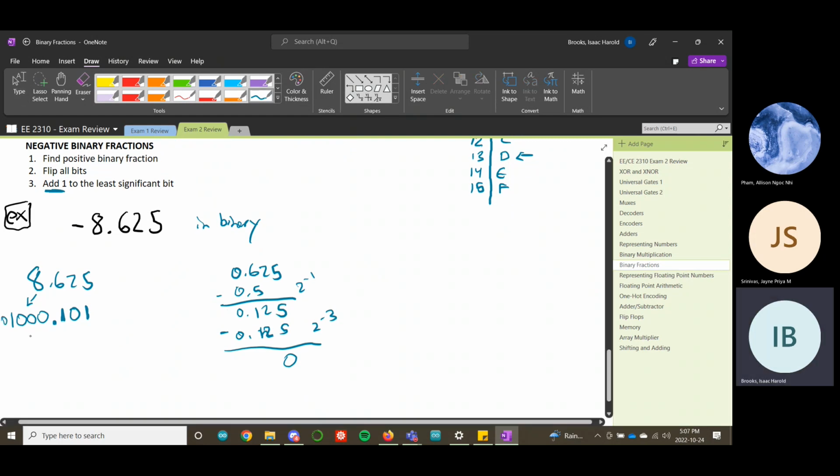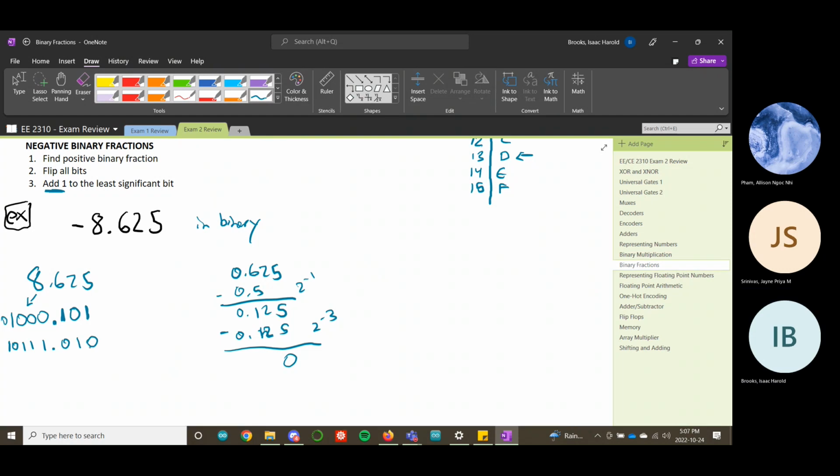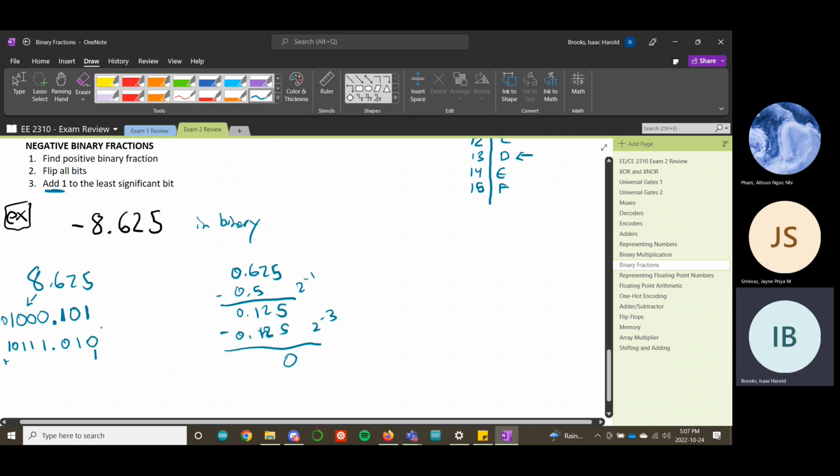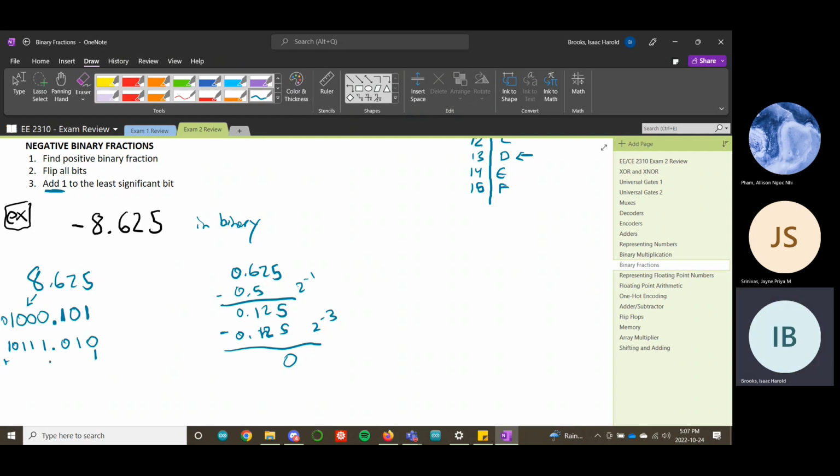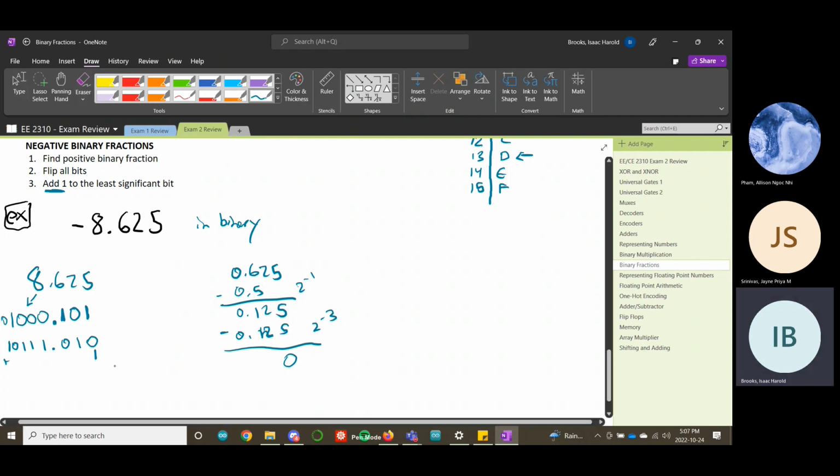Okay, and this can have leading zeros out front. So if we want to change it to negative, we can flip all these bits. We can say 1, 0, 1, 1, 1, 0.010. Then we add a 1 in the smallest spot, the rightmost bit. So we're not adding a 1 to this value anymore, we're adding a 1 to the far right, which in this case is 0.001. This gives us 1, 1, 0, 0.1, 1, 0, 1. So this is our number, negative 8.625 in binary.